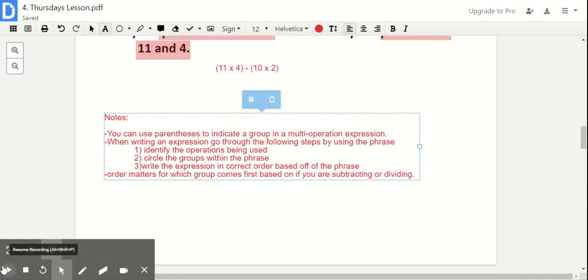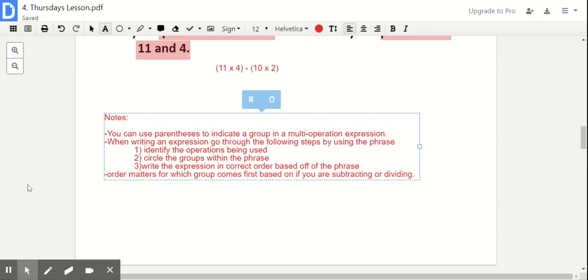packet. All right, so the notes that you guys should be writing down for today are, of course, you can use parentheses to indicate a group in a multi-operation expression. So that means that's the work that we were doing on the final product by making sure that we were putting our groups in the parentheses from reading a phrase that had a multiple step problem.